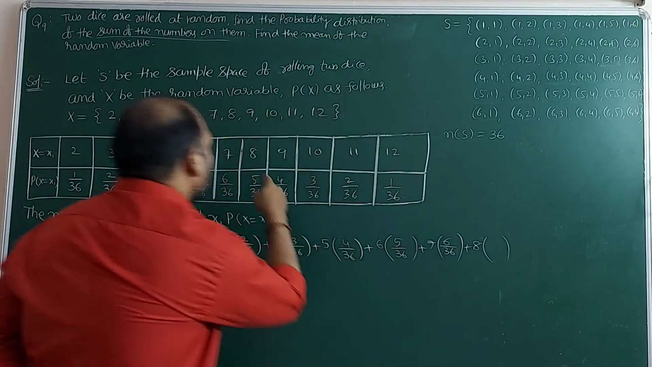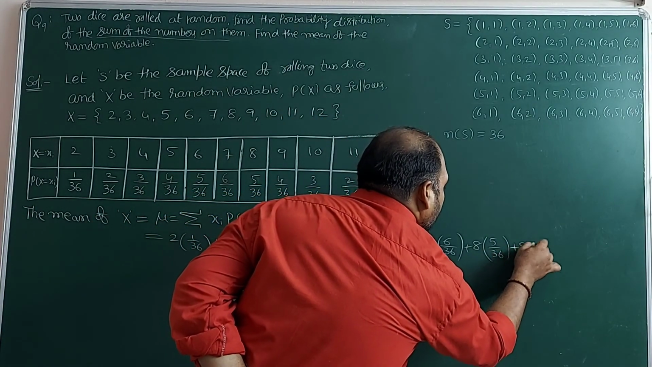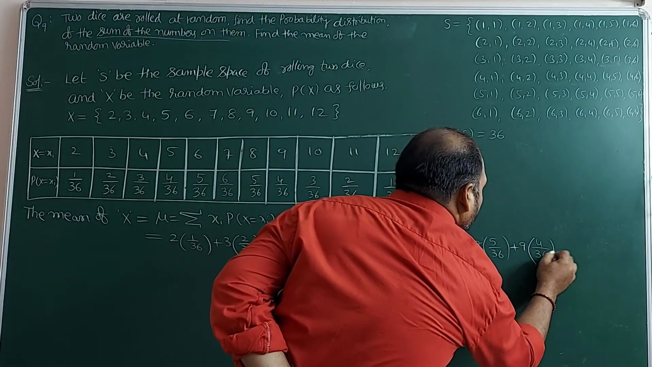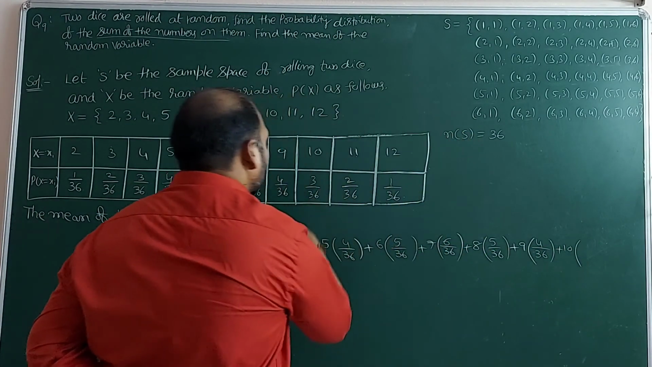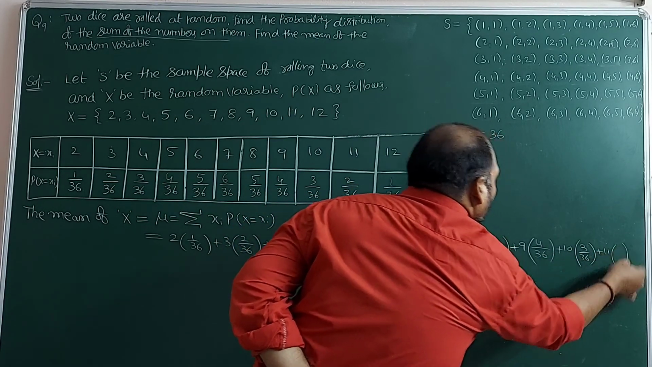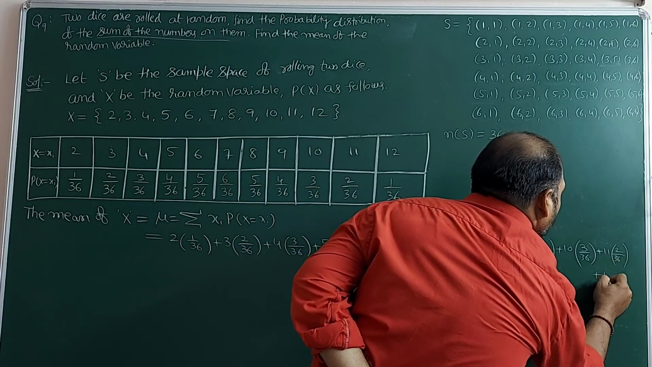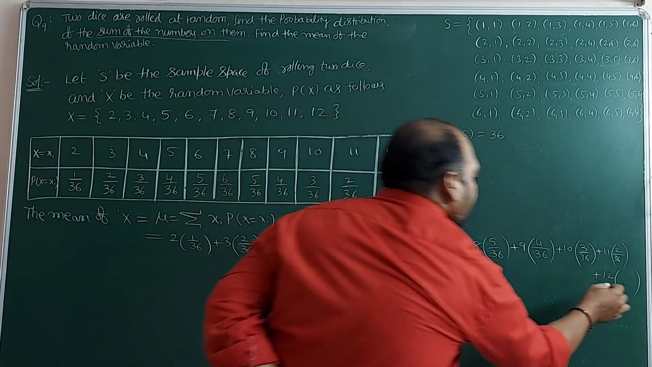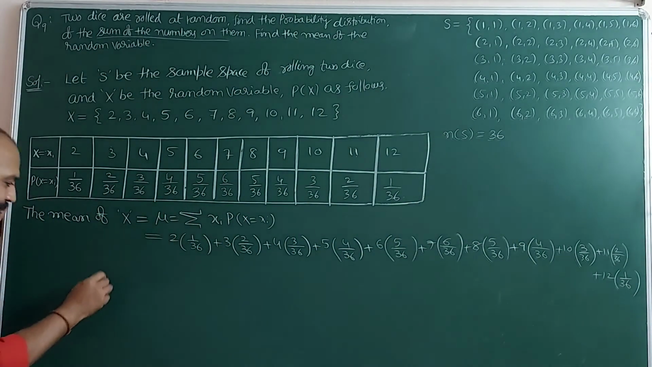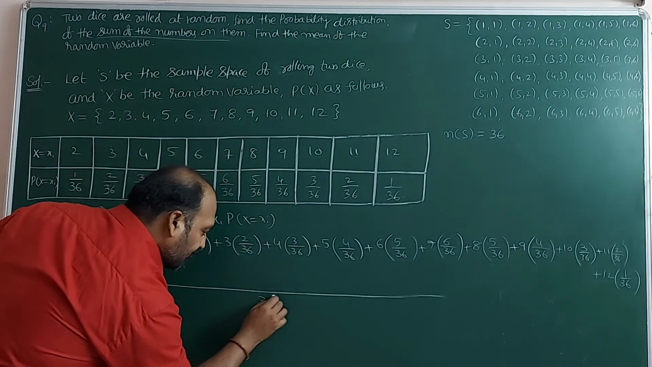8 into 5 by 36 plus 9 into 4 by 36 plus 10 into 3 by 36, 11 into 2 by 36 plus 12 into 1 by 36. So ultimately 36 is the LCM. From here I am writing. So 36 is the LCM.